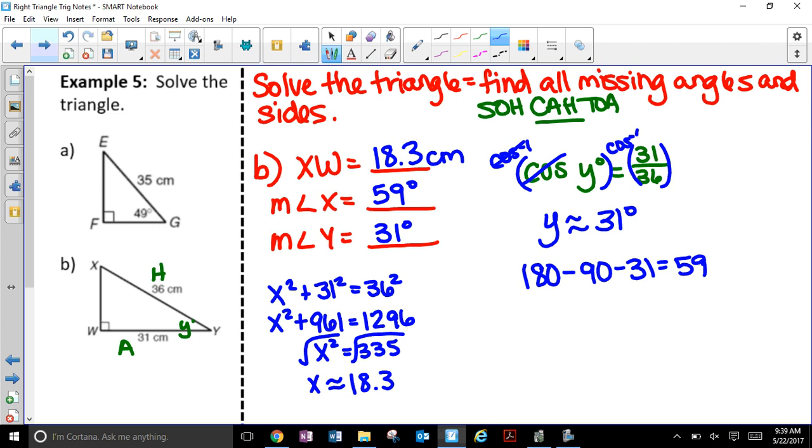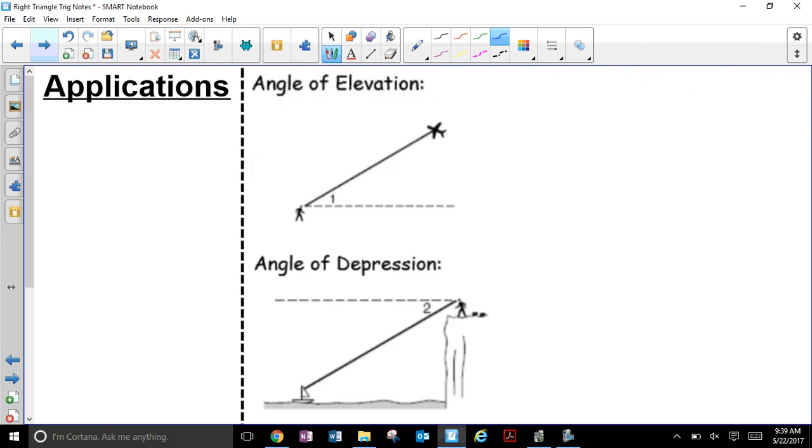All right. Last two examples deal with applications. We have angle of elevation, which is when you're down on the ground looking up. So if I'm on the ground looking up at the airplane, that's an angle of elevation. Angle of depression is when you're on the top looking down. So I'm at the top of the cliff looking down at this sailboat.